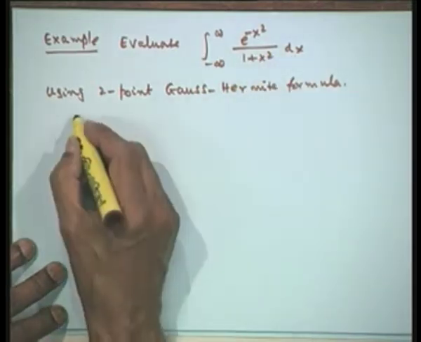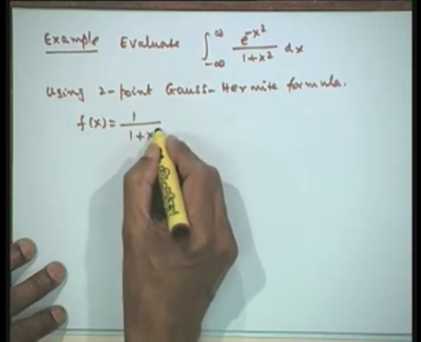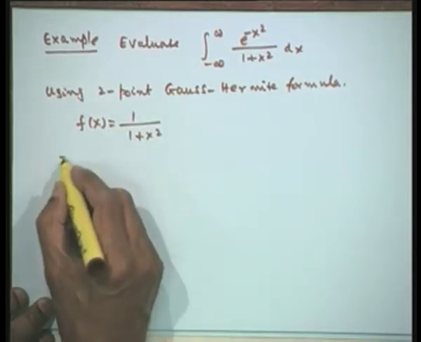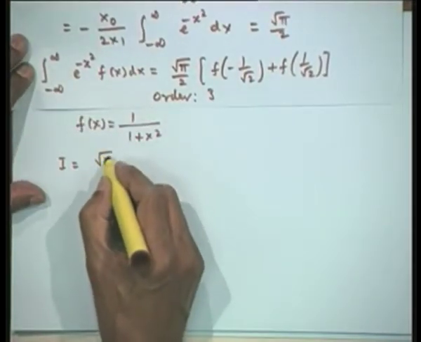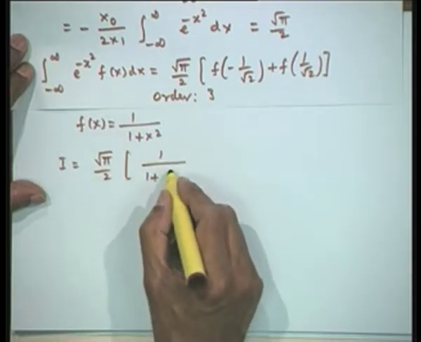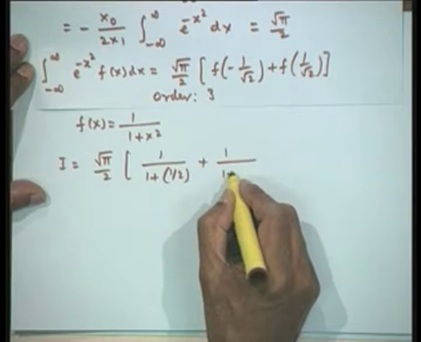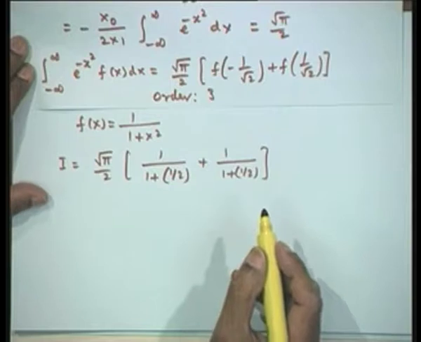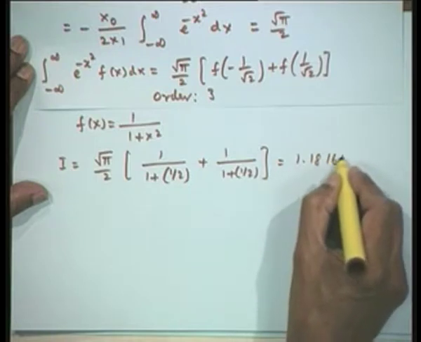Now, here it is given in the suitable form. So, we can straight away pick up what is our f(x), that is 1 upon 1 plus x squared. Therefore, our given integral I is equal to, we shall use this particular formula that we have just written, that is the 2-point formula, root pi by 2 times f of minus 1 upon root 2 whole squared, that is simply 1 upon 2, plus 1 upon 1 plus 1 upon 2. I have taken 1 upon root 2 whole square, written it as 1 upon 2 of this. So, this comes out to be simply 1.18164.